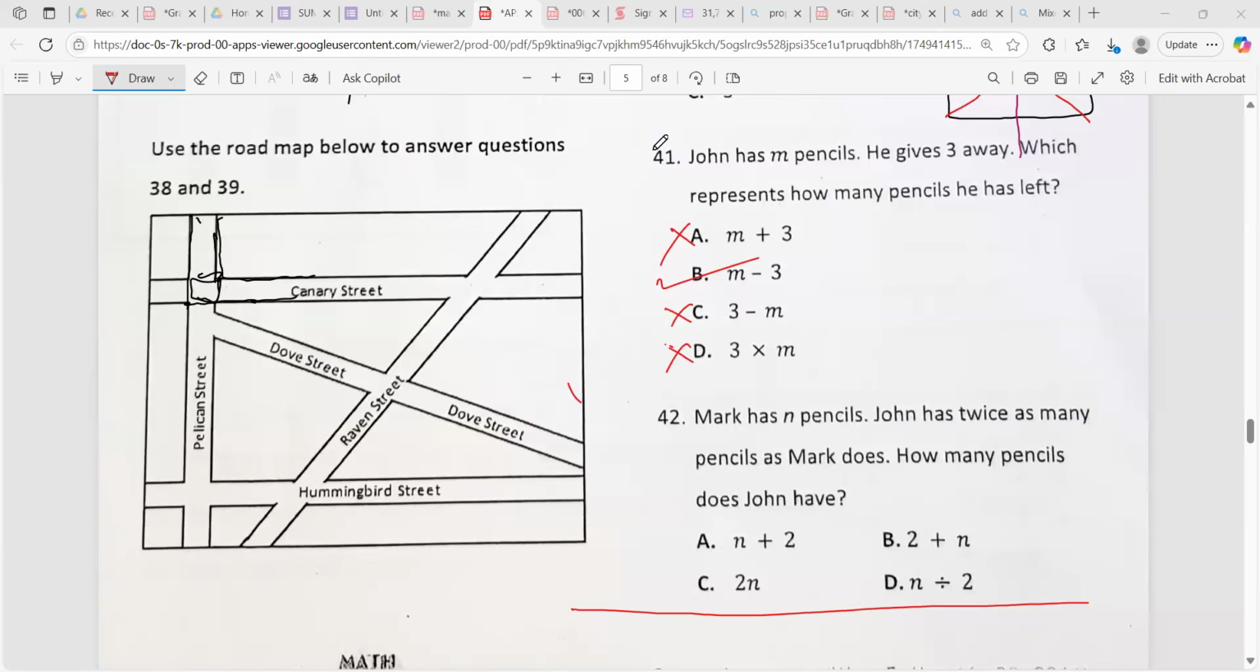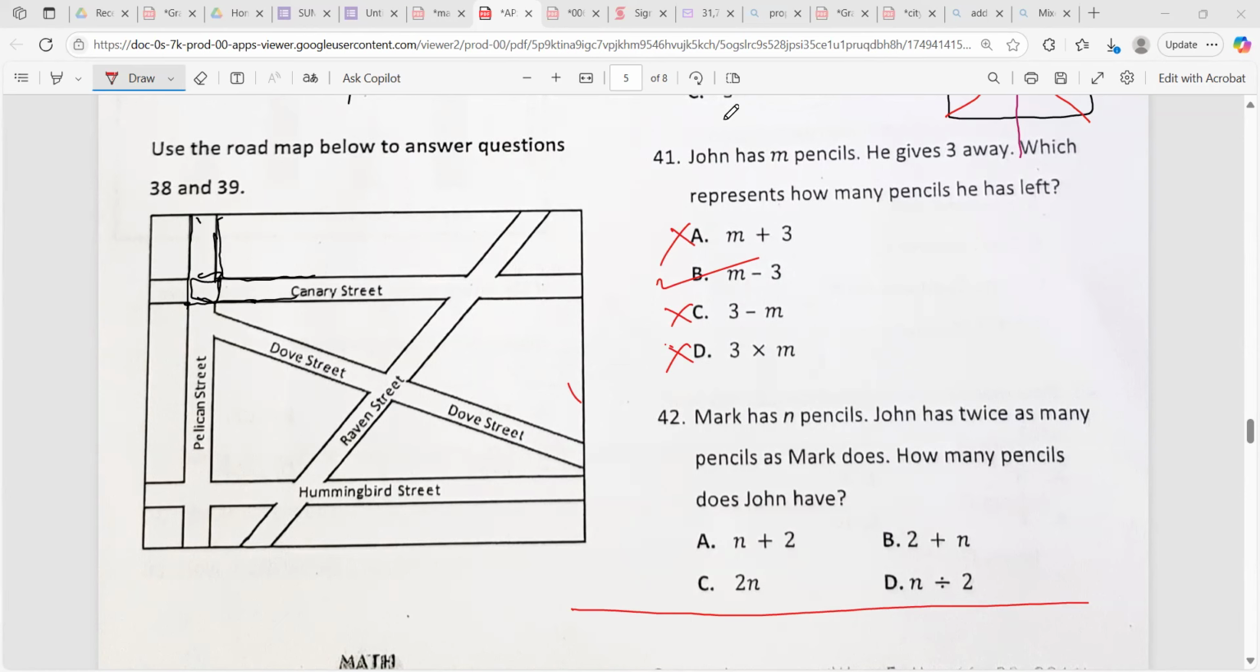Okay, it says Mark has 10 pencils. John has twice as many pencils as Mark. Mark has n pencils. John has twice as many pencils as Mark does. How many pencils does John have?